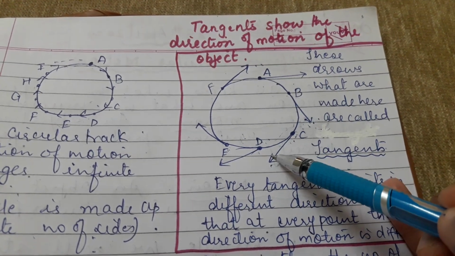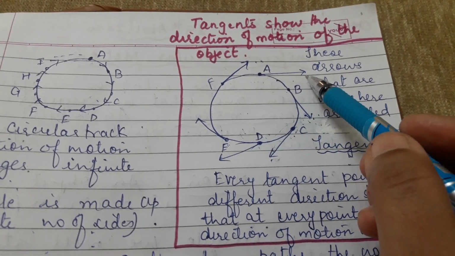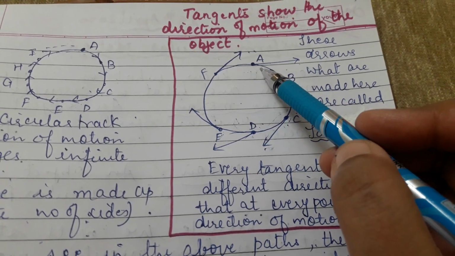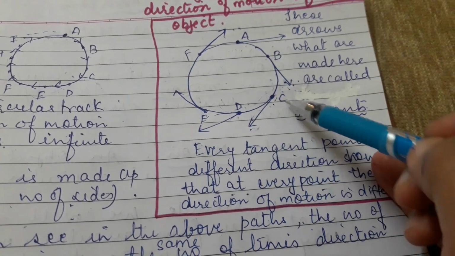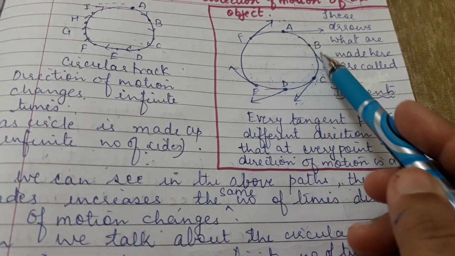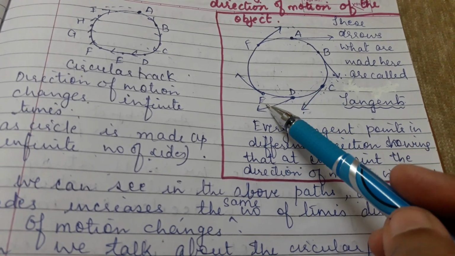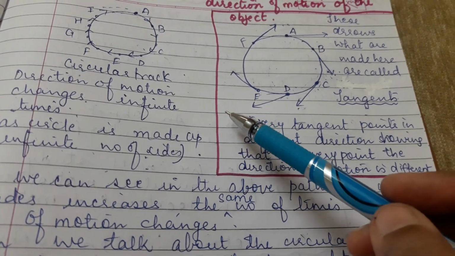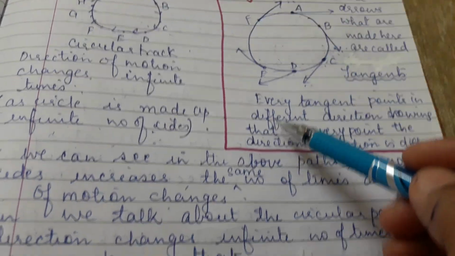Now, since every tangent is pointing in a different direction, that means the direction of motion at every point is different. You will read it, you will understand. Therefore, because there is a change in direction at every point in the circular track, there is a change in velocity, and since there is a change in velocity of the object or of the athlete, uniform circular motion is called an accelerated motion.